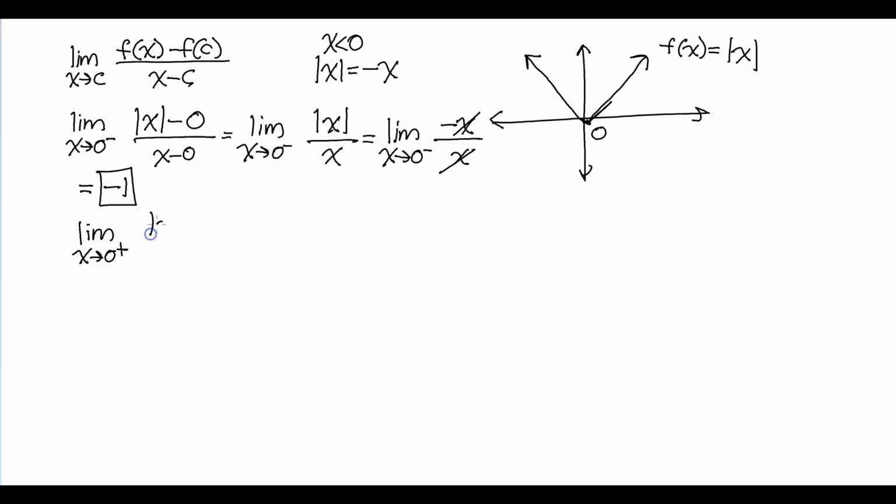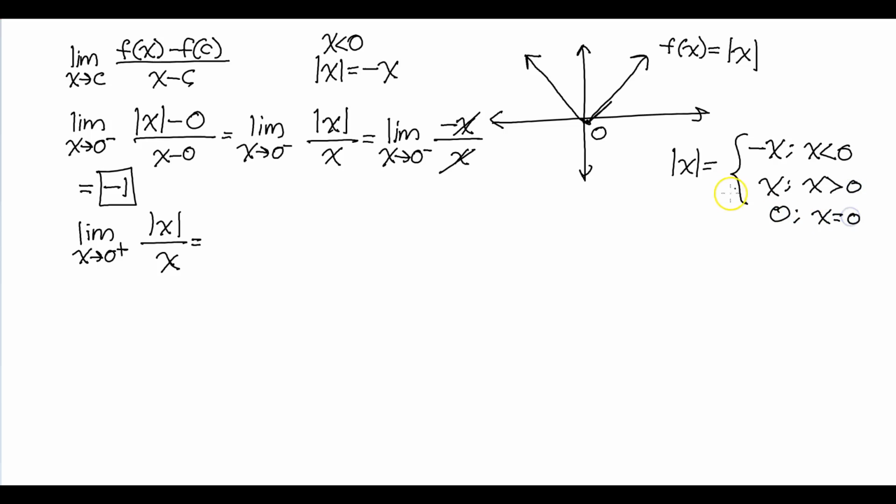So we get the absolute value of x over x. Same exact thing. However, in this case, all the x values are positive, so you don't need to do anything. The absolute value function can be defined as a piecewise function: negative x if x is less than 0, x if x is greater than 0, and just 0 if x equals 0. You can define it that way because the absolute value function is defined to be only positive. So if x is already positive, you don't need to do anything about it.